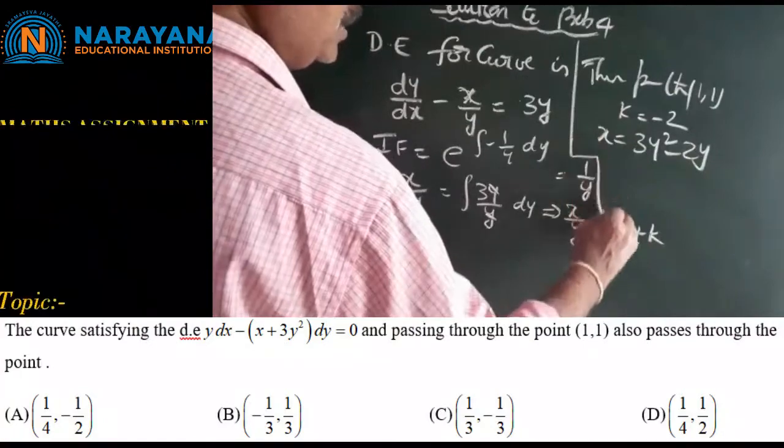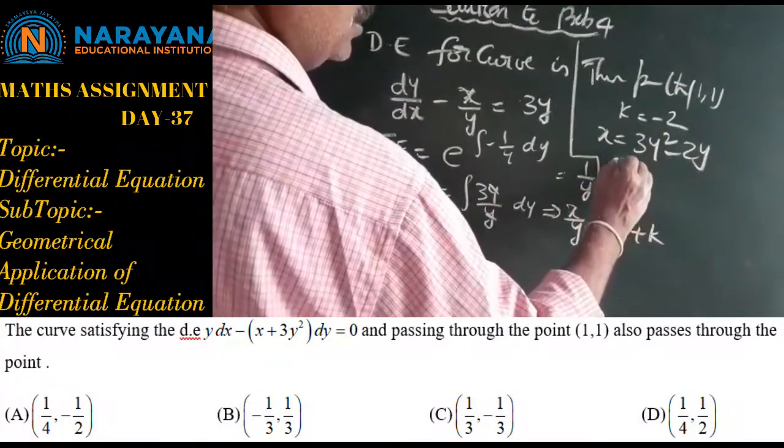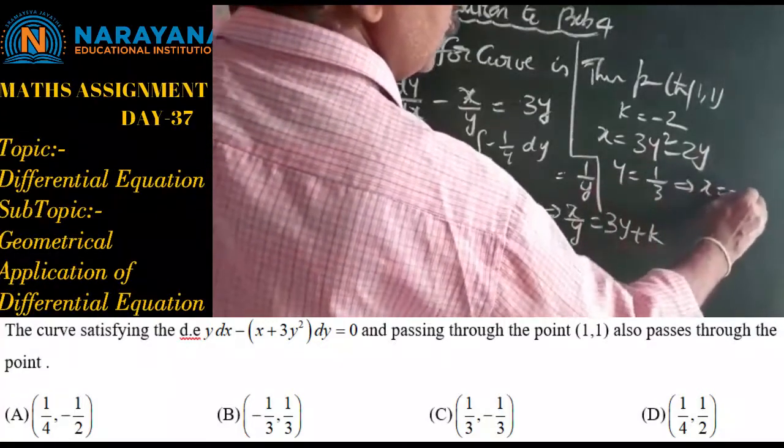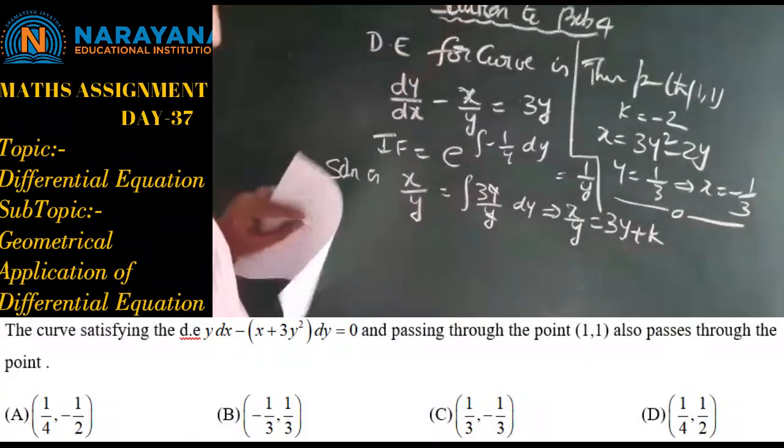Now the point through which the curve is passing, we can do the problem by verification. So y equal to 1 by 3 implies x equal to minus 1 by 3. So this is observed in the second option, which is the answer for the problem.